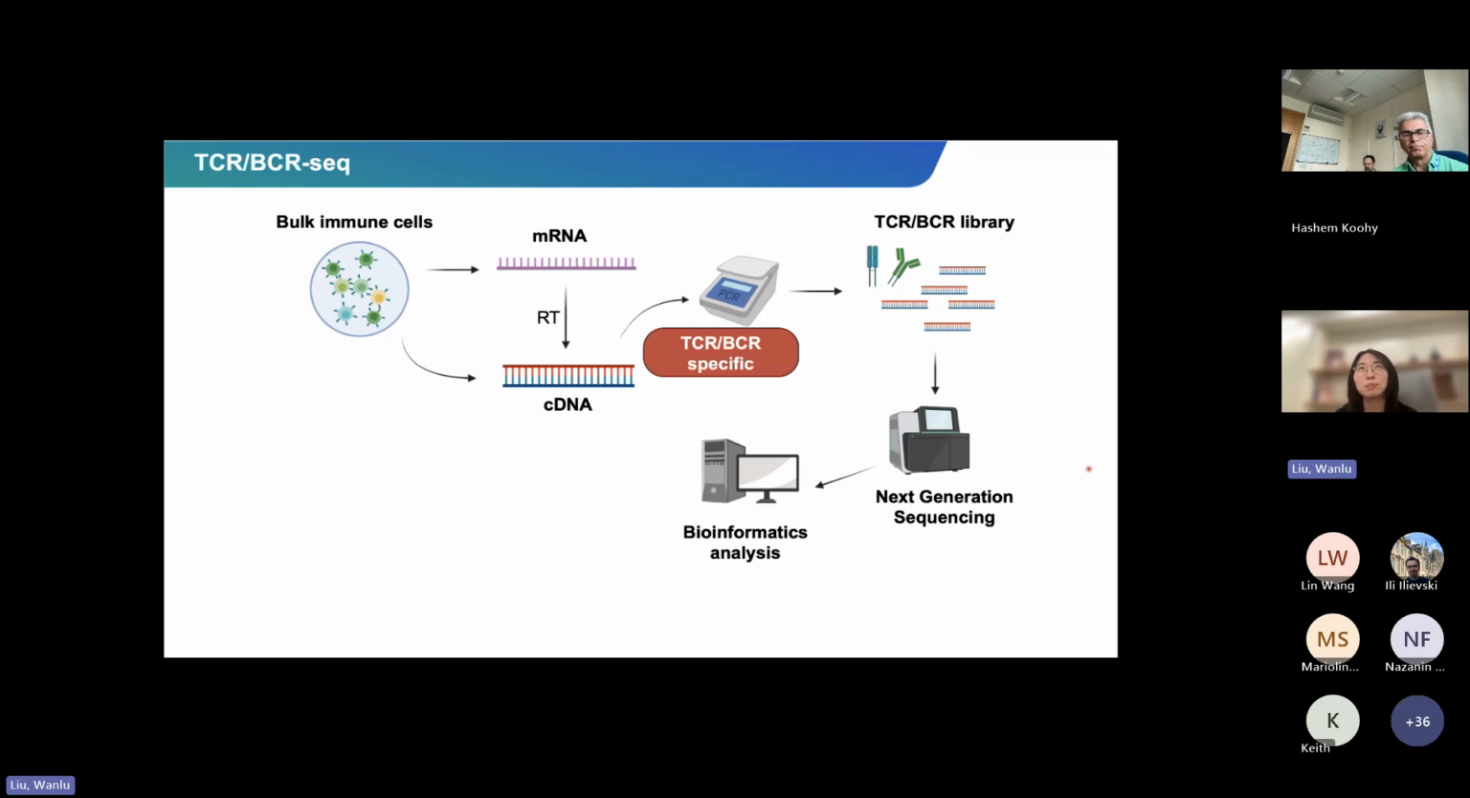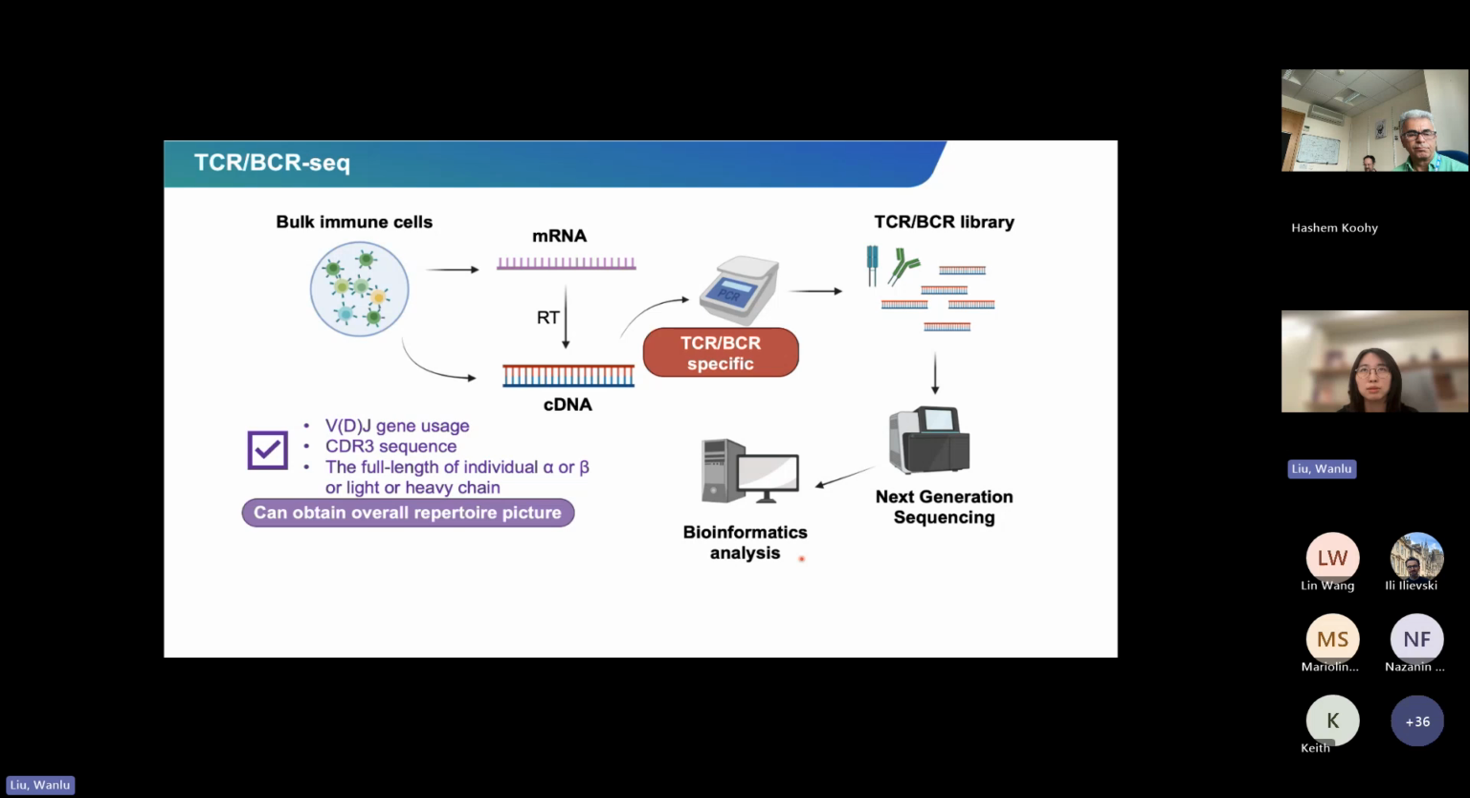basically used TCR and BCR-seq. So we collect bulk immune cells, and then we extract the mRNA and cDNAs, and then we use a set of primers specific for TCR or BCR, and then we do the sequencing with NGS and do the bioinformatic analysis.